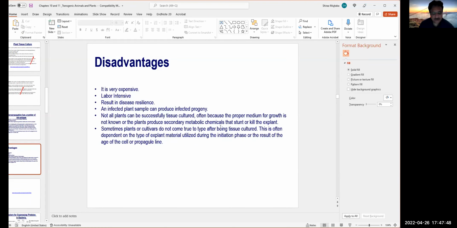It could be very expensive. It is not easy to maintain a lab. You need big labs for plant tissue cultures to grow. It could be very labor intensive. It requires more manpower, and it could be expensive. And if there is an infection in one plant, it can spread, and it can cause business loss if the infection cannot be controlled.